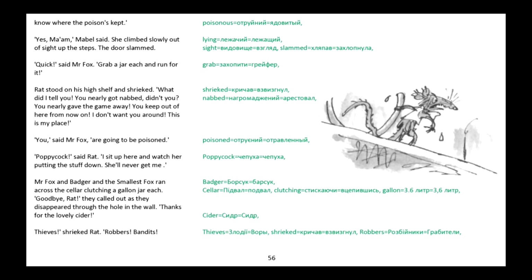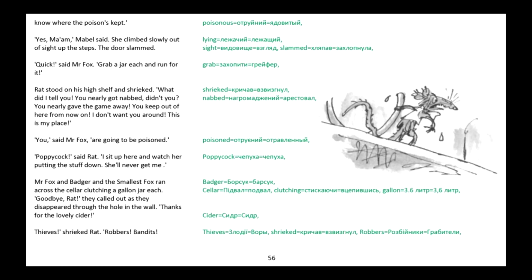Rat stood on his high shelf and shrieked. "What did I tell you? You nearly got nabbed, didn't you? You nearly gave the game away. You keep out of here from now on. I don't want you around. This is my place." "You," said Mr. Fox, "are going to be poisoned." "Poppycock," said Rat. "I sit up here and watch her putting the stuff down. She'll never get me."